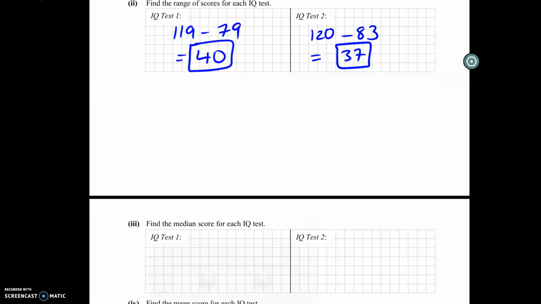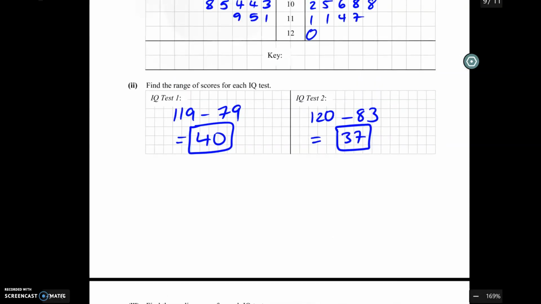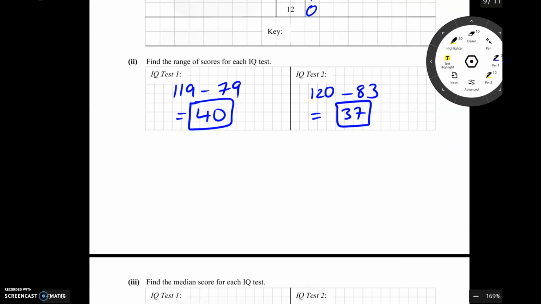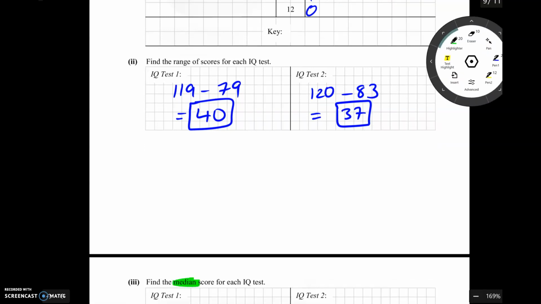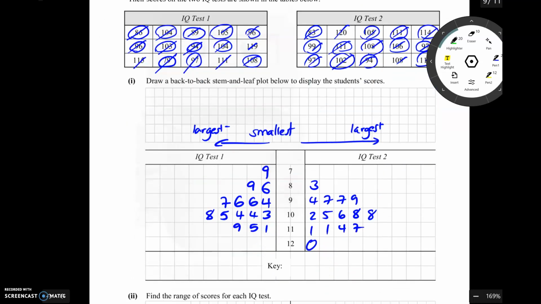Find the median. So the median is the score in the middle. So there's 15 students. So if you add 1 to 15, you get 16, and you divide that by 2, it's 8. So you're looking at the 8th value, okay? The number in the middle of 15 is the 8th value, because the 8th value will have 7 on either side.